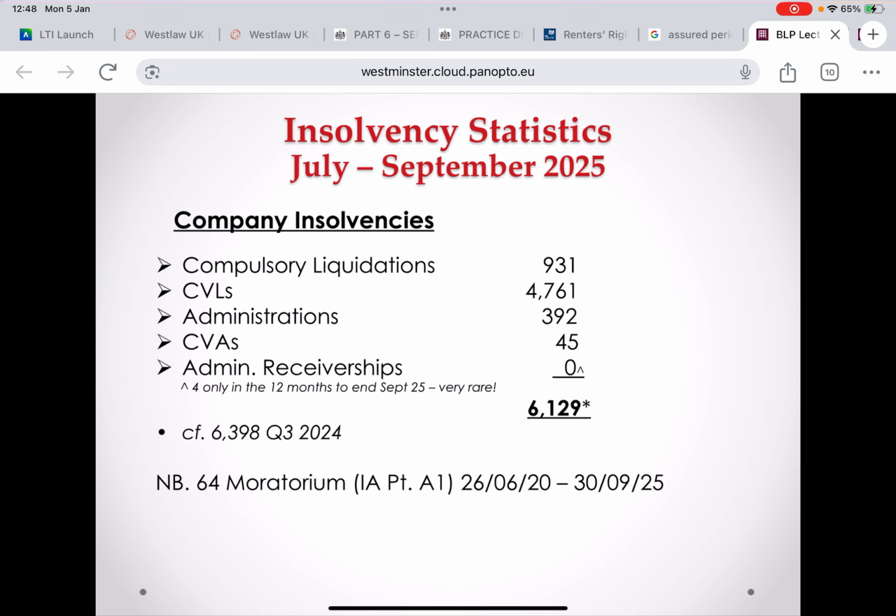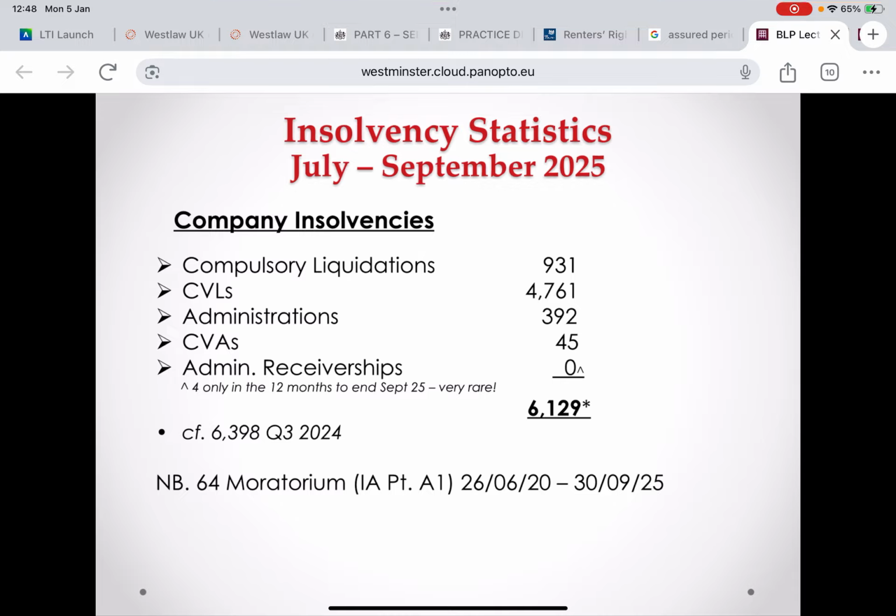So in reality, very unusual in this day and age. Very rare. I've had that total up for you, everybody: 6,129. I did so to draw a comparison with the statistics for the equivalent quarter back in 2024, where it was 6,398. So you may say that is a modest drop-off across 12 months, the third quarter 2024 to the third quarter 2025.